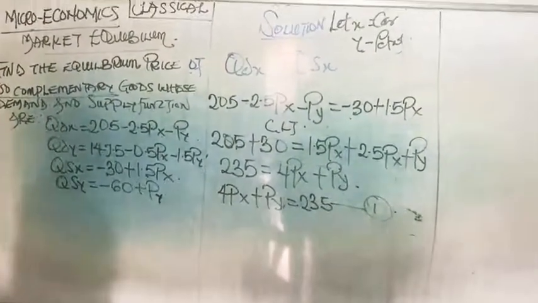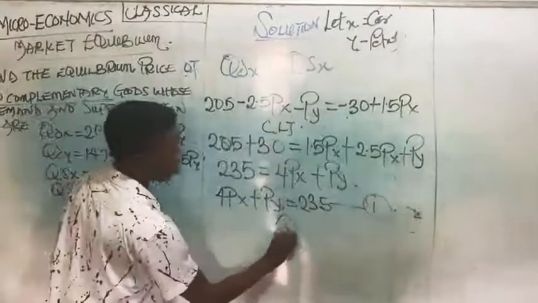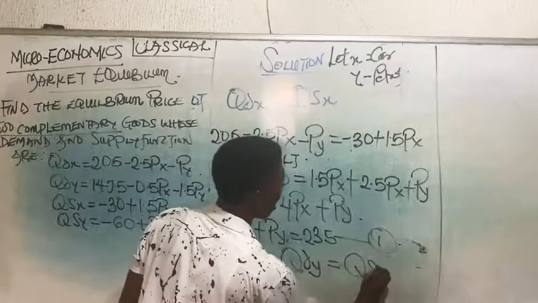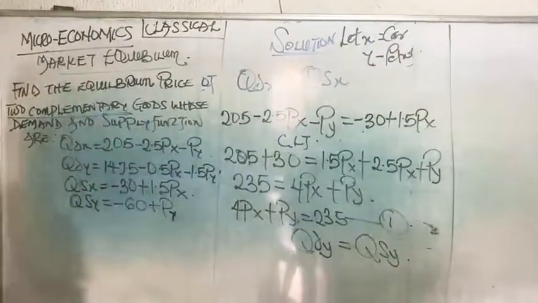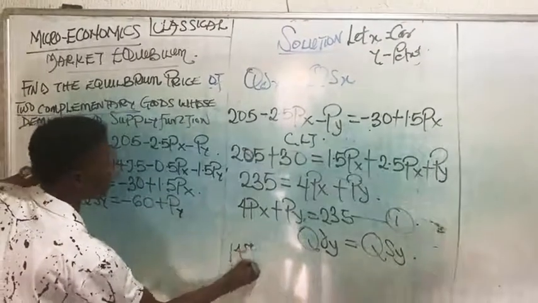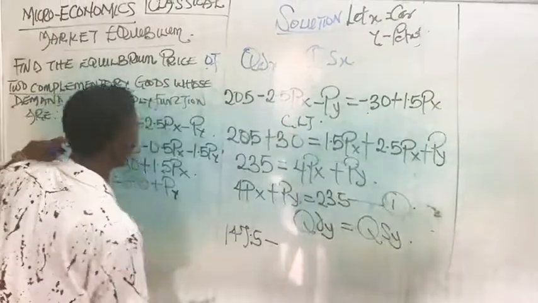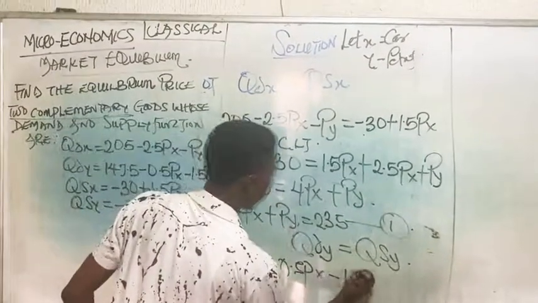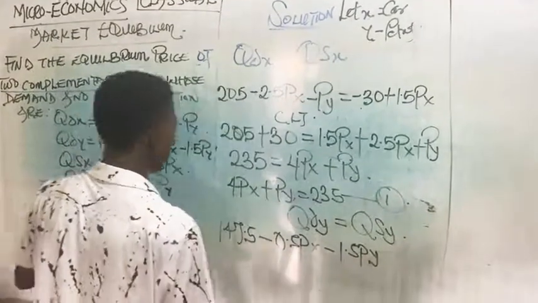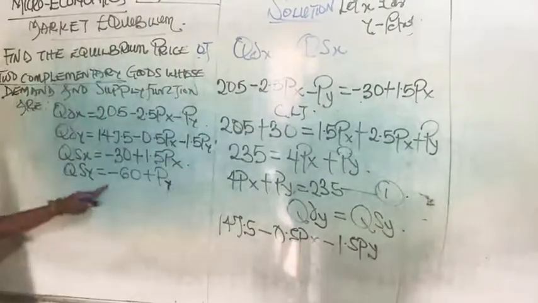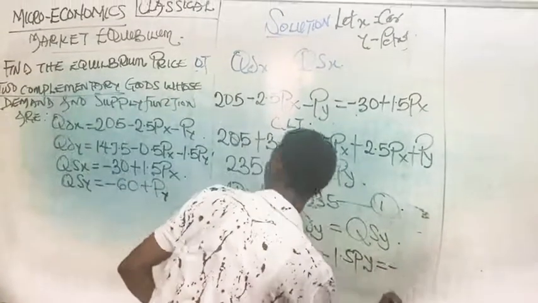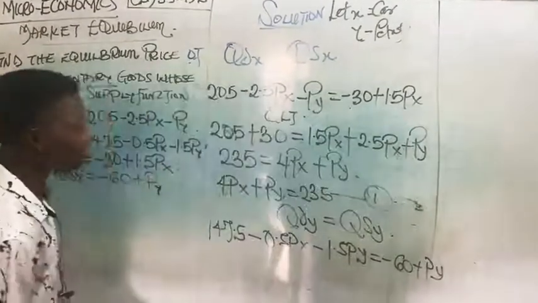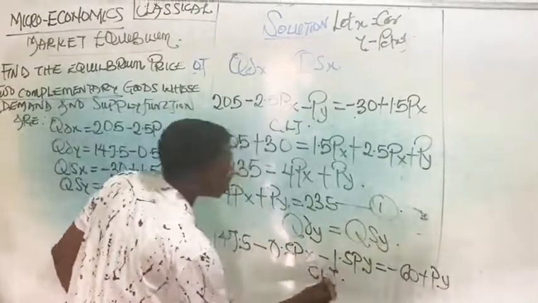That's the first thing to do. So the next one is QDY equals QSY. So what's my QDY? I'm having 147.5 minus 0.5 PX minus 1.5 PY. Now QSY is equal to minus 60 plus PY. So the first thing to do is to also collect your like terms.